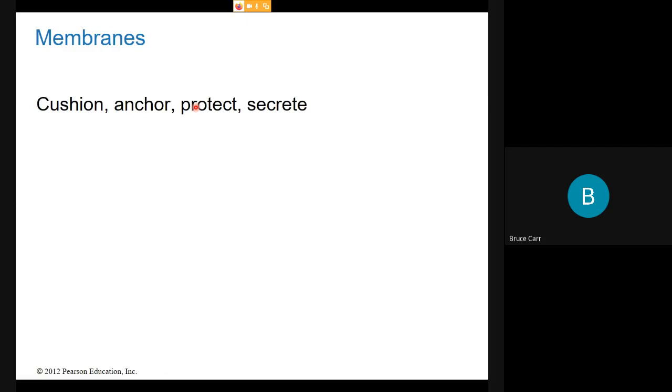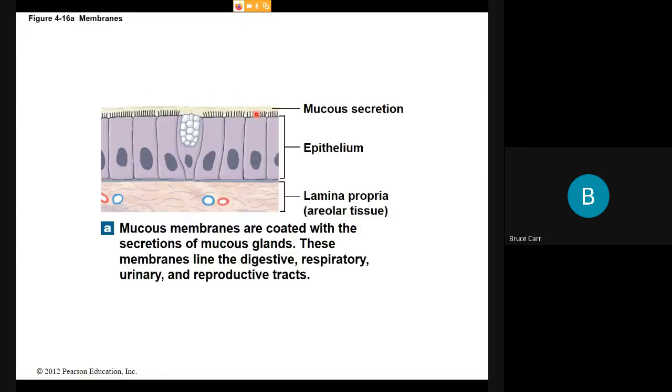Think about being near to the heart. The heart's sitting there filling and contracting, ejecting blood 60 to 70 times a minute. That's a lot of movement. Cell on cell would wear away a lot of cells, but a slick membrane that makes mucus is going to slide. These secretions, like mucus, are another feature of the membranes that protect our organs.